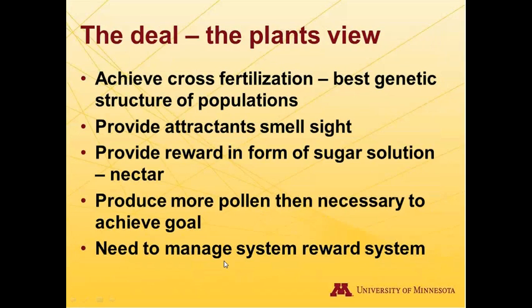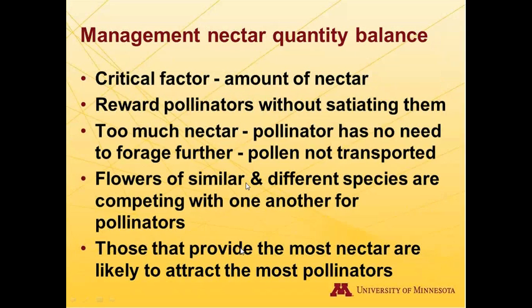And basically the plants need to manage the reward system, because if they give the pollinators too much nectar, then they'll just fill up with nectar on that flower and go back to their nest. They need to give them just enough so they're encouraged to go to another flower. So this is a little trickier than you might think. And on the other hand, if they're competing with different species and other flowers that are also producing nectar, they can't stinge on the nectar, because then they'll become less attractive to the pollinators, right?